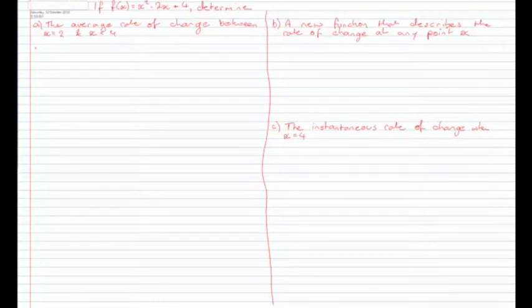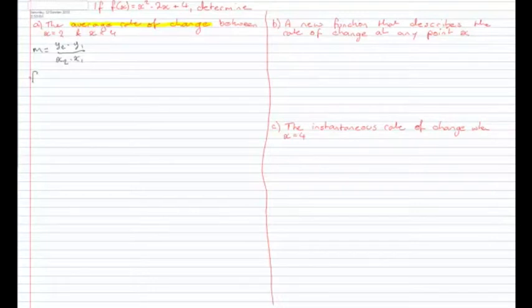Whenever it says average rate of change, what it's implying is that you need to use the gradient rule: m is equal to y2 minus y1 over x2 minus x1. This is the gradient rule that we learned when we were dealing with linear functions. I've been given my two x coordinates, x equals 2 and x equals 4, but I don't know my y coordinates, so I need to substitute these two points in for f of x.